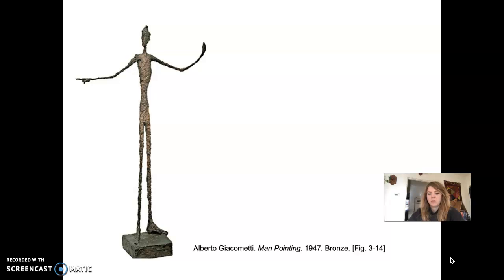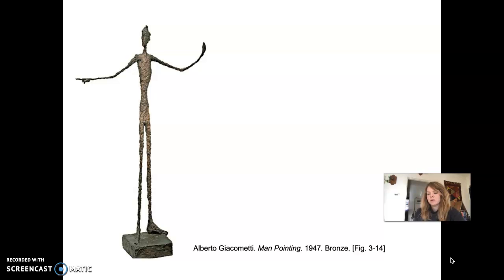So this is by Alberto Giacometti. It's Man Pointing from 1947. It's made out of bronze. And just take a little time and ask yourself what you think this sculpture might mean. What do you think this sculpture symbolizes? And then maybe how has the artist used the medium to back up the meaning of the artwork?